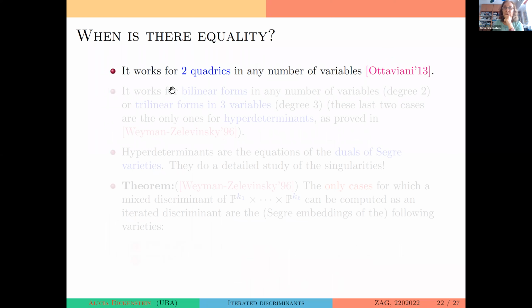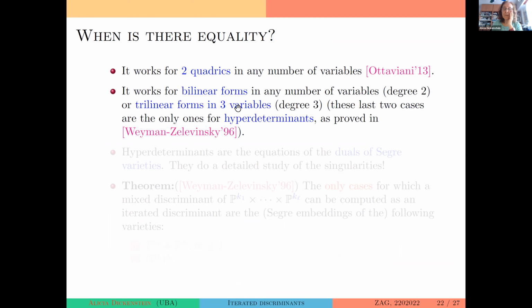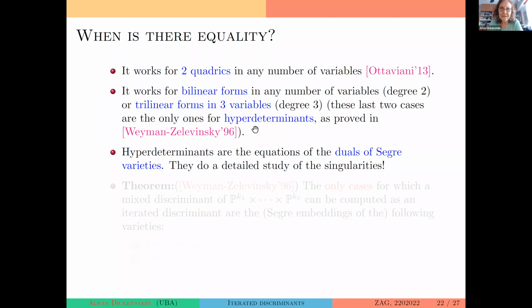Well, in fact, previous work showed that it holds for 2 quadrics in any number of variables. This is a very nice paper by Giorgio Ottaviani. It works for bilinear forms in any number of variables, or trilinear forms in 3 variables. This is the only known case of degree 3. And these are the only ones for hyperdeterminants. These are multilinear polynomials. And this was proved by Weyman and Zelevinsky in a nice article in '96, I think in Annales de l'Institut Fourier, if I am not wrong.